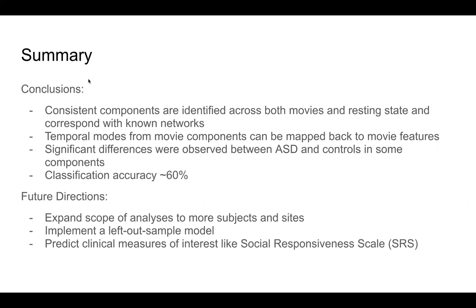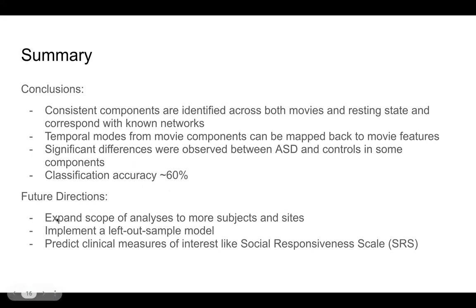So in summary, our conclusions. Yes, consistent components were identified across both movies and resting state, and they do correspond with known networks in the literature. Temporal modes for movie components can indeed be mapped back to movie features, as we've shown, and significant differences were observed between people with autism and controls in some components. And if you just give all of those subject components to a classifier, we can get a classification accuracy of around 60%, which is not too bad. It's definitely above chance, but that's not bad for a first pass.